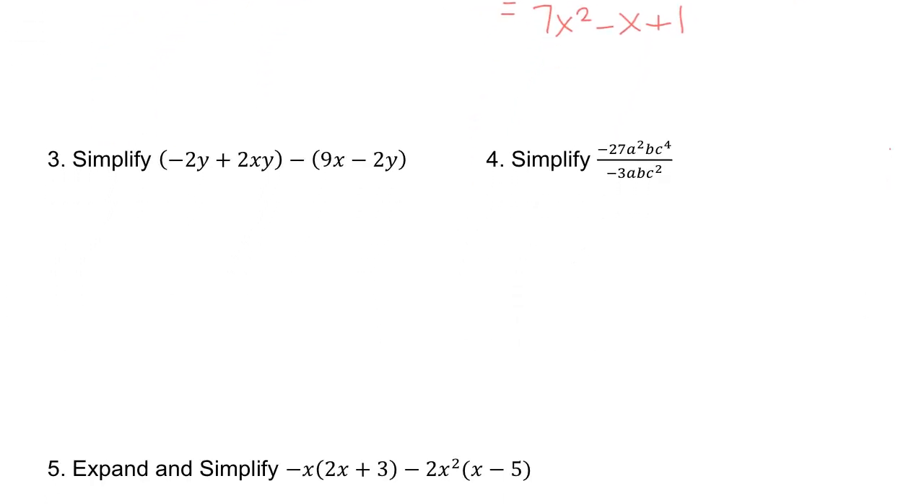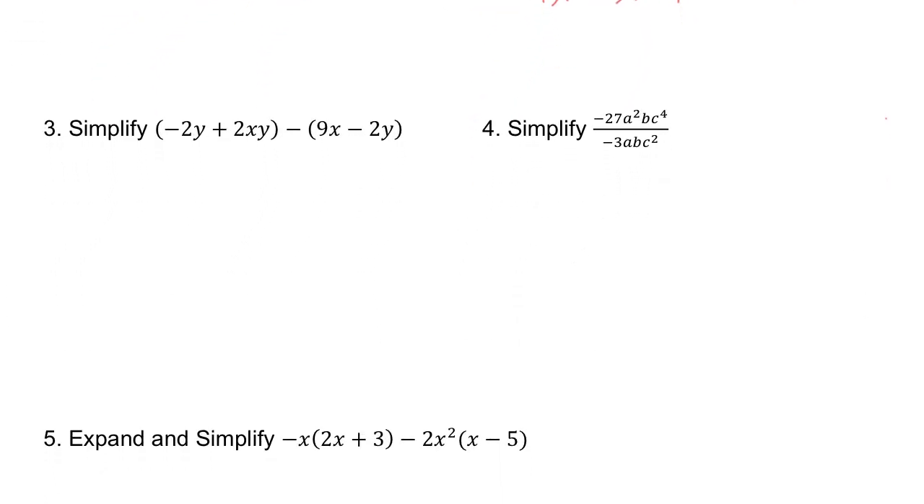Let's take a look at when we simplify by subtracting polynomials. So here we have a binomial minus another binomial. The thing that we need to keep in mind is that we're going to subtract each of the terms in this second binomial. And so it's not as easy as when we're adding polynomials together.